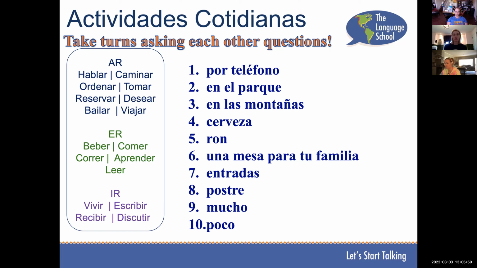¿Tomas ron? So ¿qué significa tomar? What is tomar? Tomar is to drink. Okay. Sí, tomo ron.